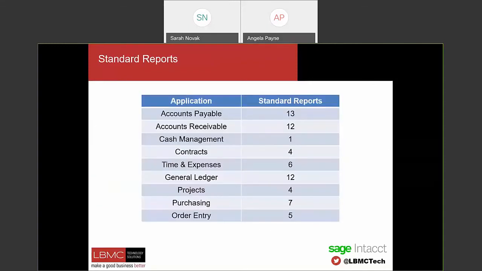So standard reports, I keep talking about the standard reports that are available within the Interactive Custom Report Writer. Currently, there are 13 standard reports for accounts payable, 12 for accounts receivable, 1 for cash management, 4 for contracts, 6 for time and expenses, 12 for the general ledger, 4 for projects, 7 for purchasing, and 5 for order entry. As I mentioned, depending on the subscriptions to different applications you may have within your environment, you may not be able to see all of these reports. If you're not currently subscribed to contracts and using contracts, the contracts reports will not be available for you within the Interactive Custom Report Writer.